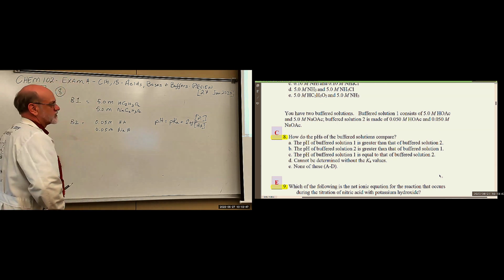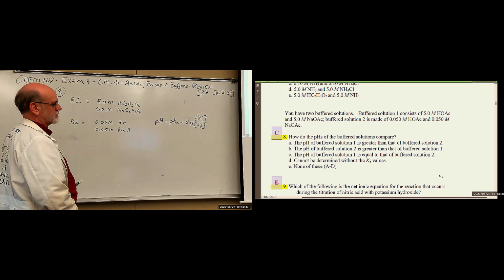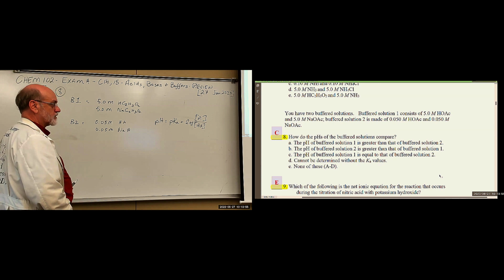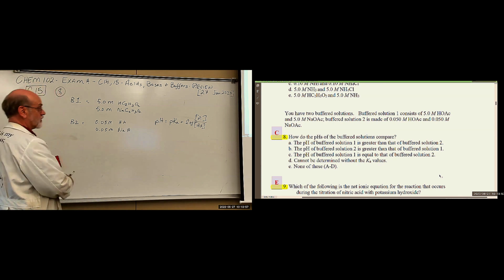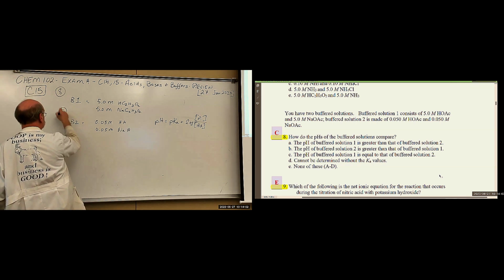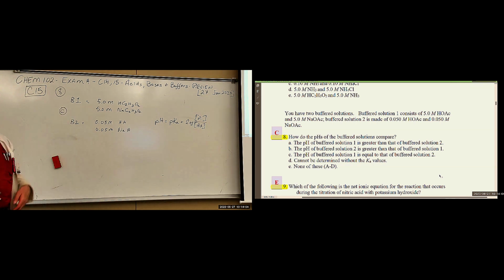The pH of buffer solution 1 is greater than that. Nope. Buffer solution 2 is greater. Nope. pH of buffer solution 1 is equal to that of buffer solution 2. Yes. And we can determine the value. So C is the answer to this one. They're exactly the same pH.